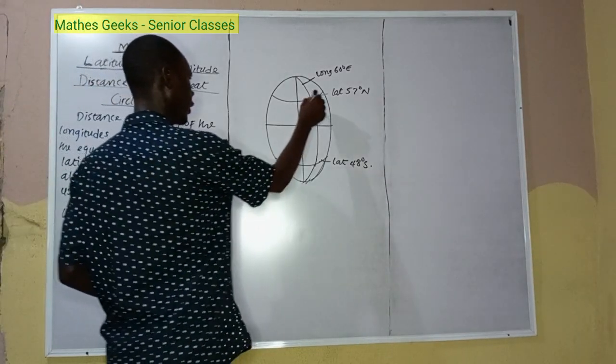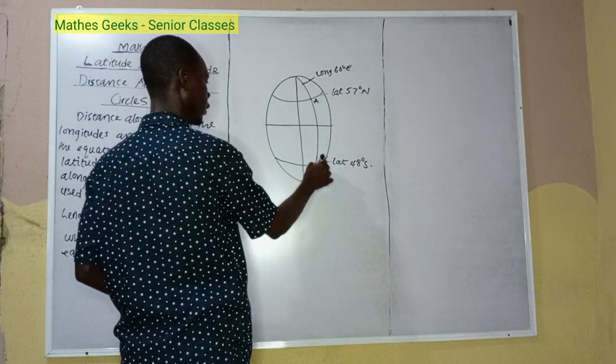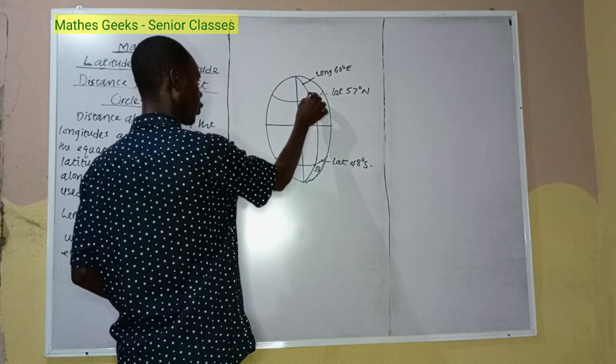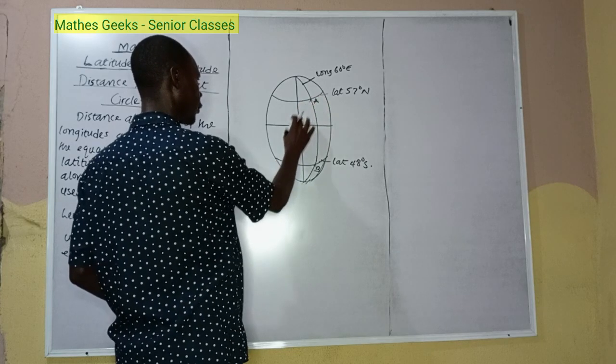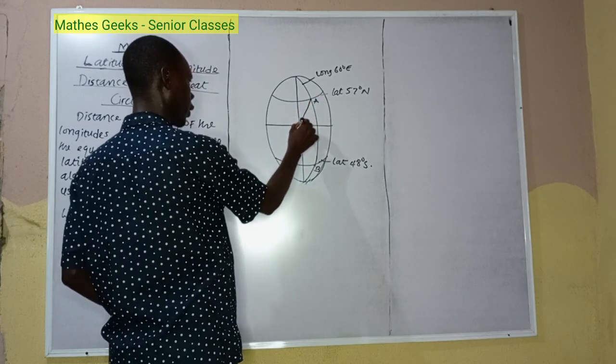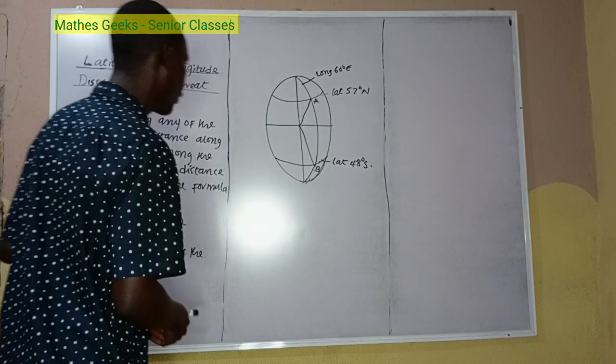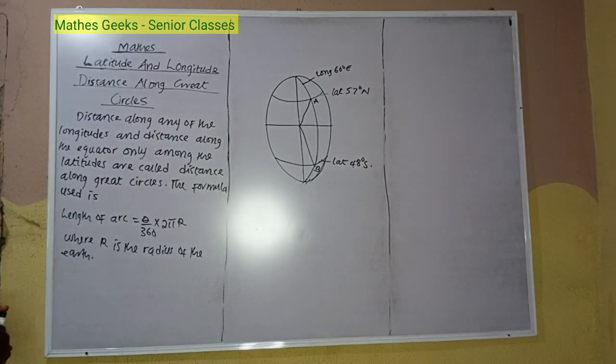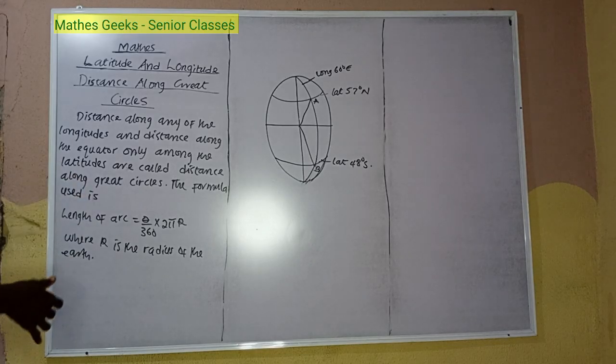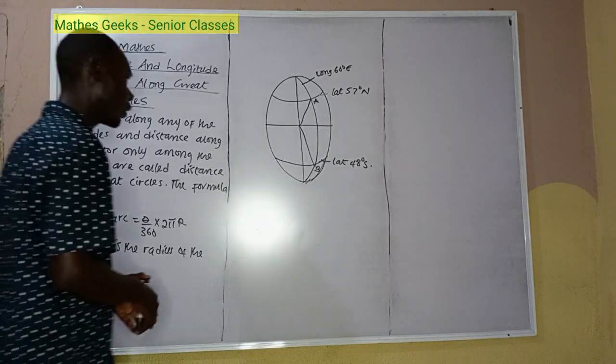So the distance, let's call this A, and let's call this B. Now this to the equator, okay, and then to this point. So this is a great circle. This is what we mean by distance along great circle. Whenever the points lie on longitudes, the circle formed is a great circle.